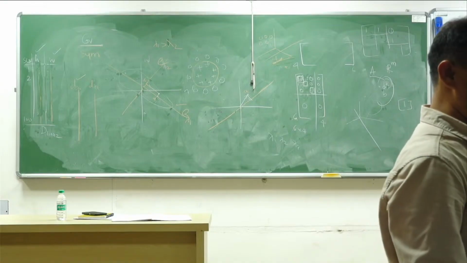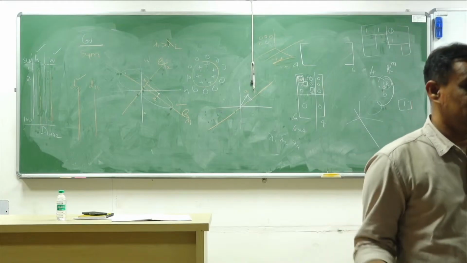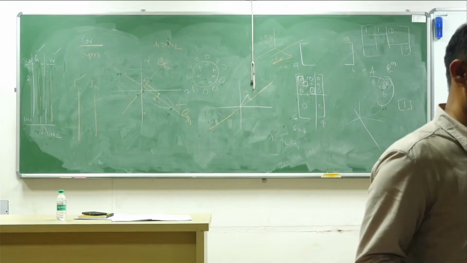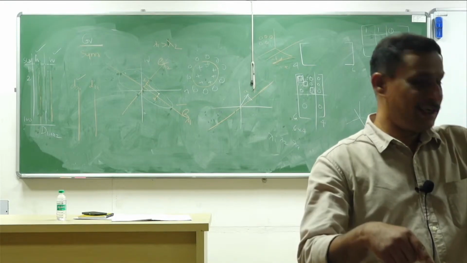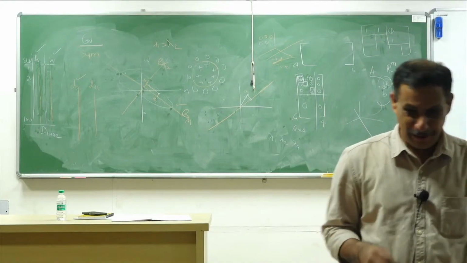I'll come to the first point there. Our aim is to get 1 by A, the inverse, so that you are solving for the variables x. So I started with that, and I end with that. Any question?